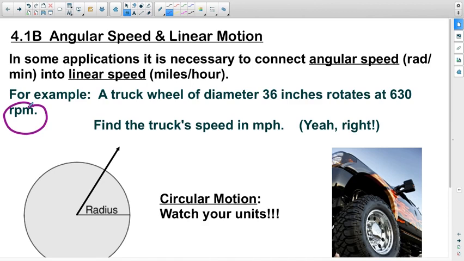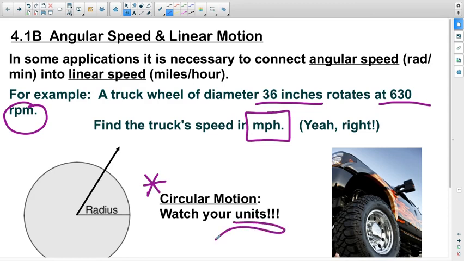And just from that bit of information, the 36-inch diameter wheel going 630 RPMs, we can figure out the truck speed in miles per hour. Now, we're not going to do that today. We're just going to build some of the concepts behind being able to do that, okay? The big thing with these circular motion problems is really watch your units. The units are going to guide you through all the problems, okay?